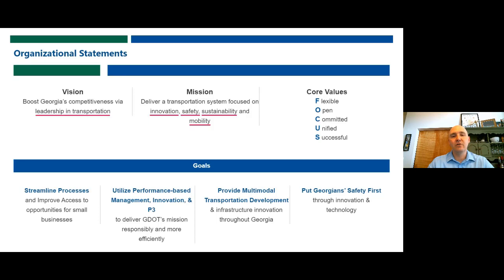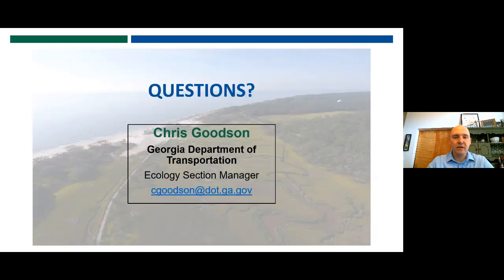It has those improved environmental outcomes. We can make more sustainable roads, and it's mobility not only for the traveling public, but for the wildlife on either side of them as well. We're really working on streamlining those processes in our ecology coordination with our agencies, and we're using innovation to deliver our mission responsibly and more efficiently. And we're putting Georgian safety first by trying to move wildlife again under our roadways instead of over the top of them. And with that, I think that is my time, and I will stop if there are any questions.